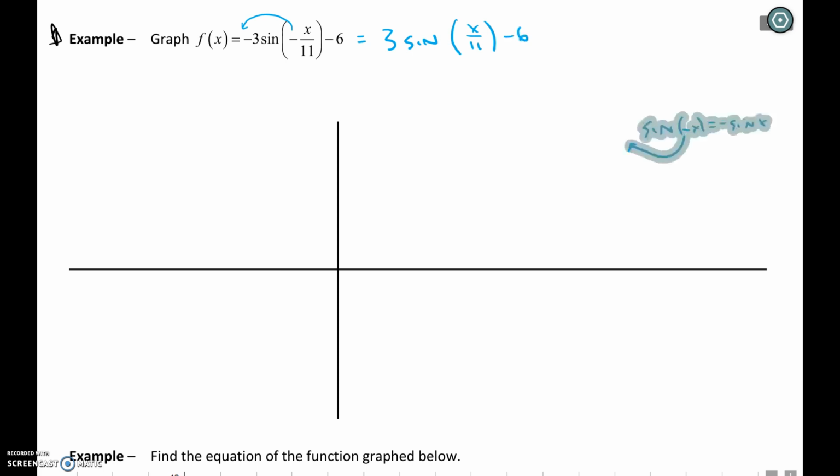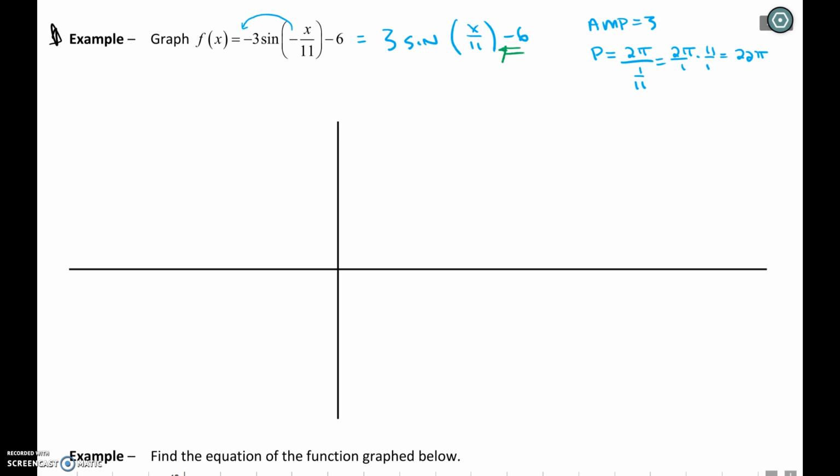Okay? Now let's find the properties of the graph. The amplitude is going to be 3. The period is going to be 2 pi over 1/11, which is 2 pi over 1 times 11 over 1, which is 22 pi. And then I need to shift it up 6 units. Excuse me, down 6 units.